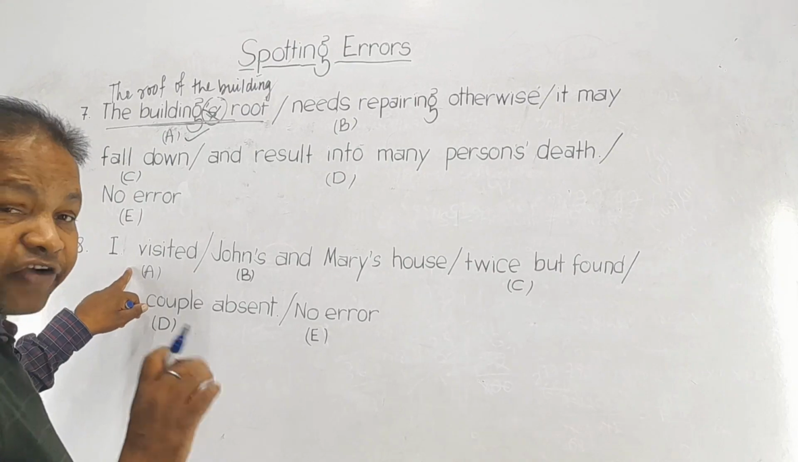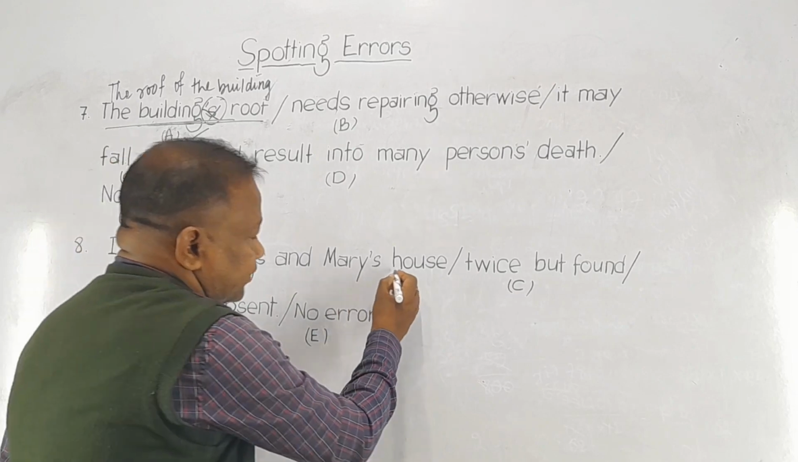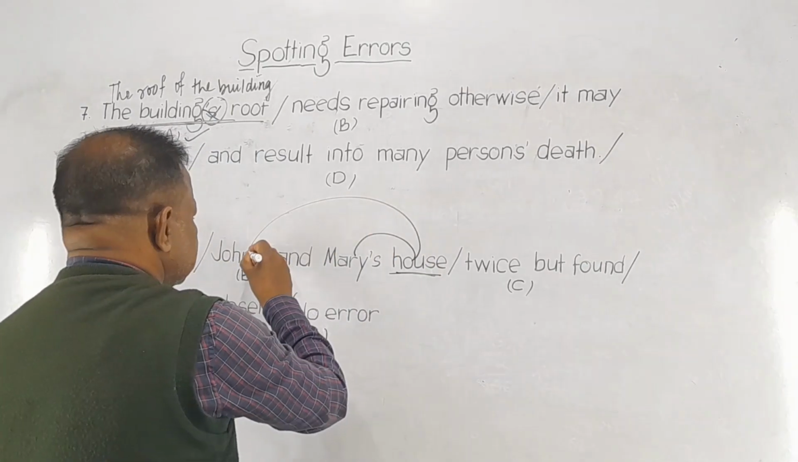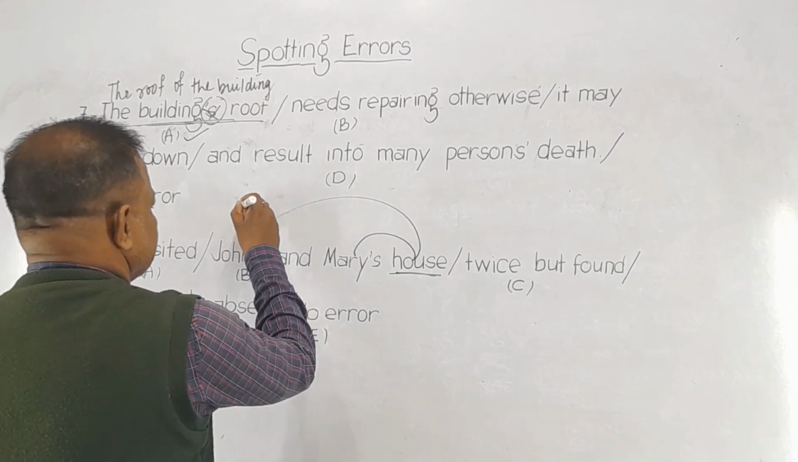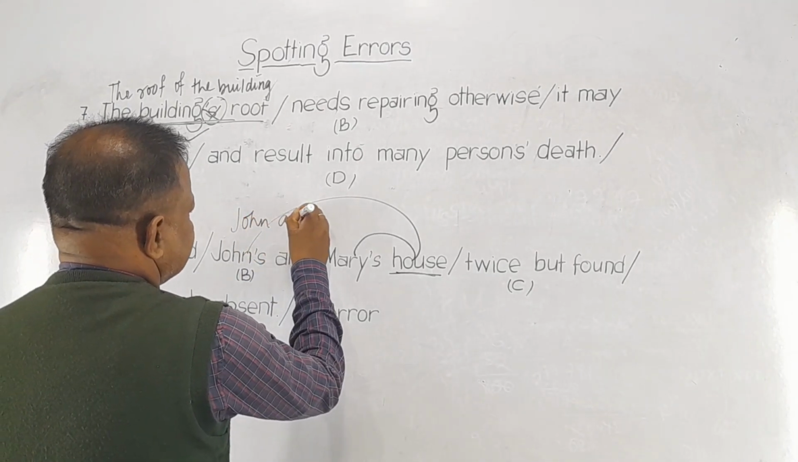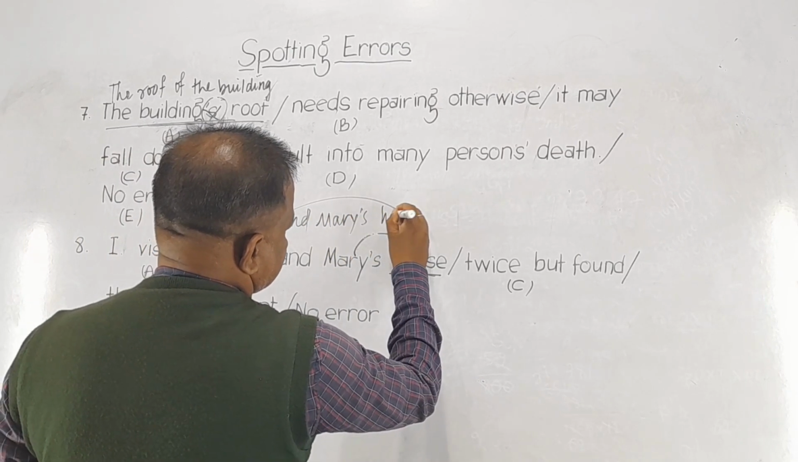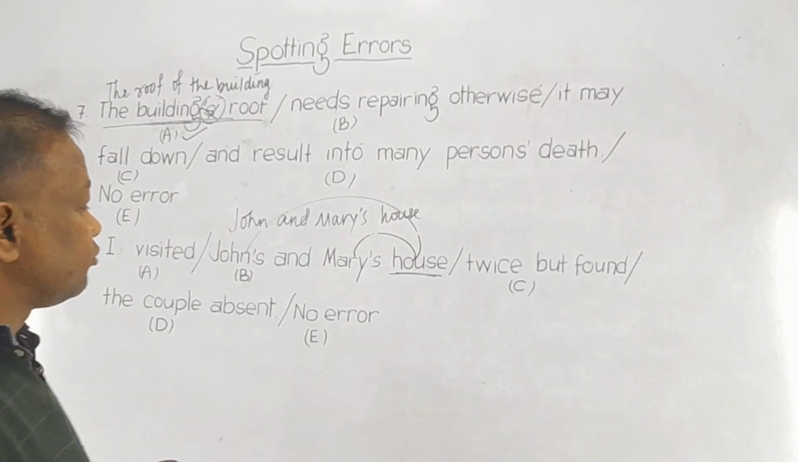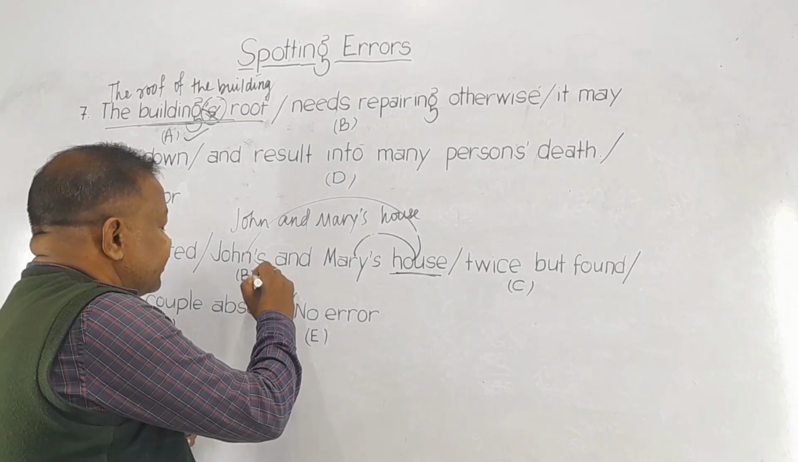In part A, you don't find any error. Yes, in part B. Listen, Jones and Mary's house. House is single. This house belongs to Mary. The same house belongs to Jones. So in this case, you should not write Jones and Mary's. You need to write John and Mary's house. Okay. So the correct answer is I visited John and Mary's house twice but found the couple absent. The answer is in part B. That means here is the error.